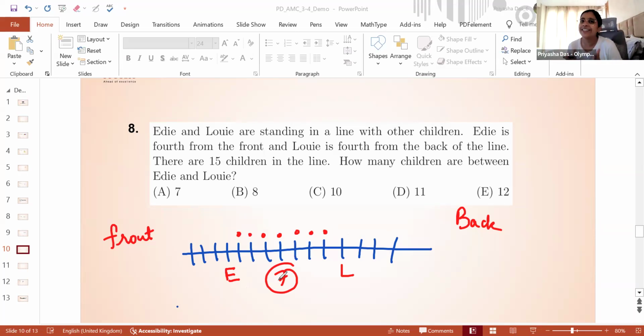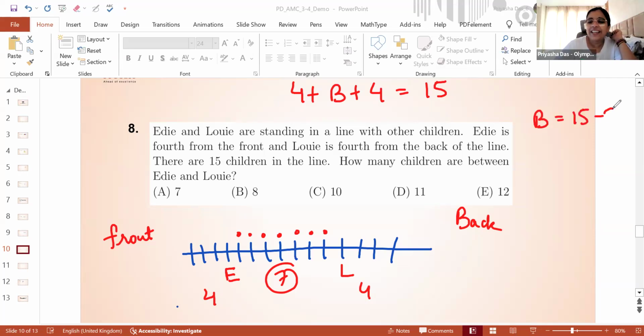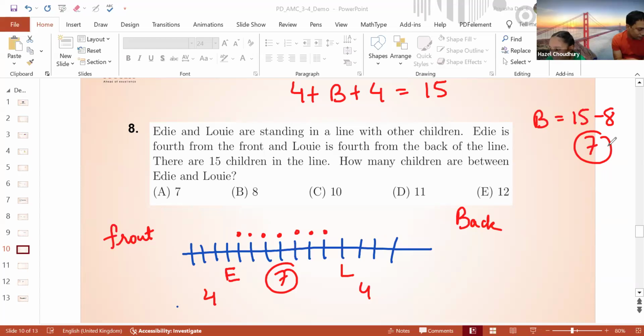Then what are you planning to do? Are you seriously going to draw all the lines? I have a better strategy. Since I know there are 15 children in the line, and Eddie is fourth from the front and Louis fourth from the back, I can add 4 plus 4, that's 8. Then 15 minus 8 is 7. Look, you got the right strategy now. No matter how many big numbers they give you, Hazel is ready to answer. Good job, Hazel. Double thumbs up.